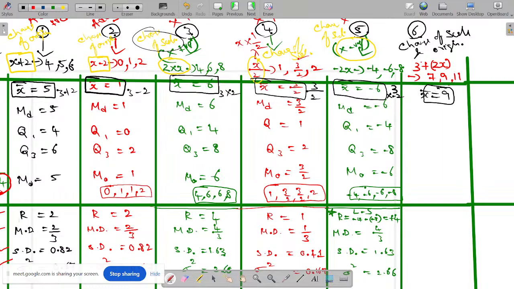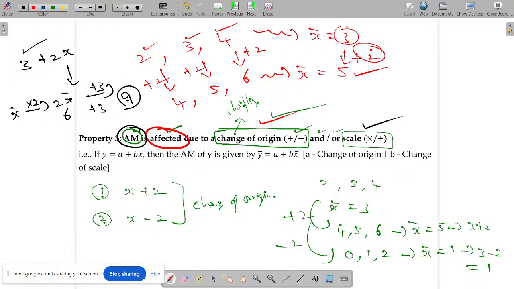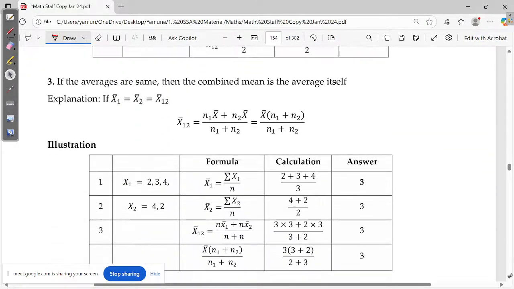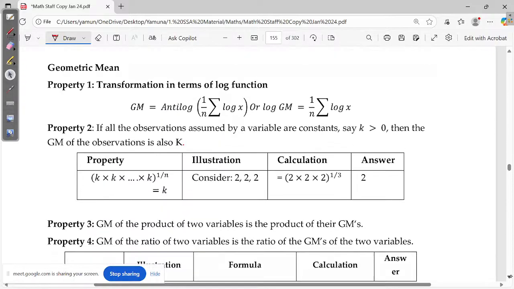Okay. This happens not only for arithmetic mean, but also for median and also for mode. Now go and refer to the properties of median and mode. Page 2.10, I remember. 2.10.